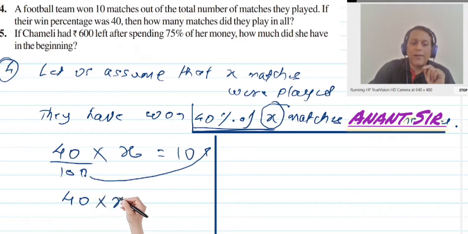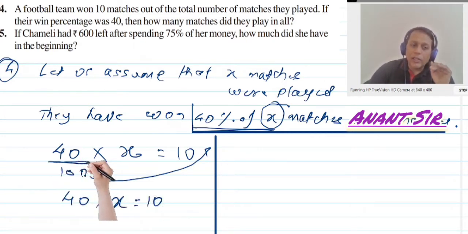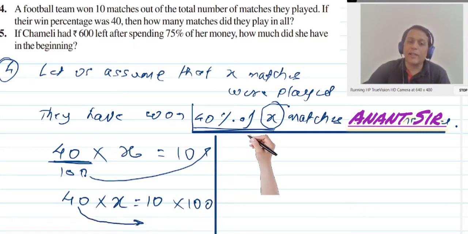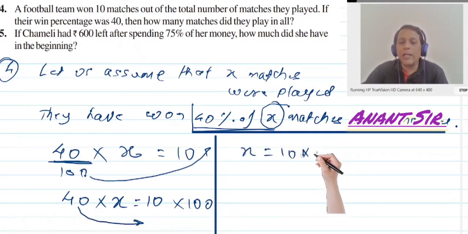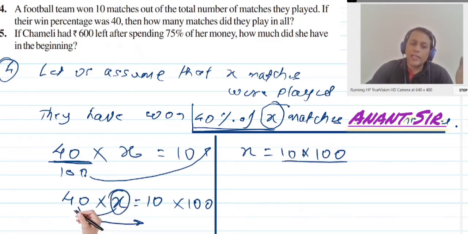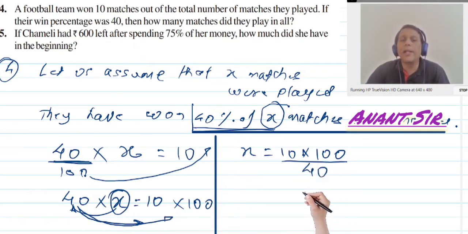So 40 into x remains as it is, 10 is as it is. 100 was in the division here, so it goes to the other side and it becomes multiply. And now in the next step I am going to take this 40 here. As it was multiplying x on the left hand side, when it goes to right hand side, it becomes divide.